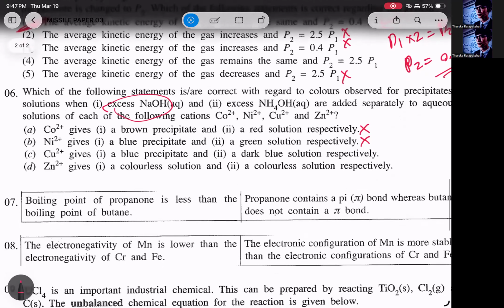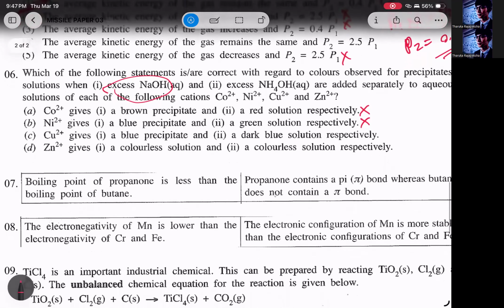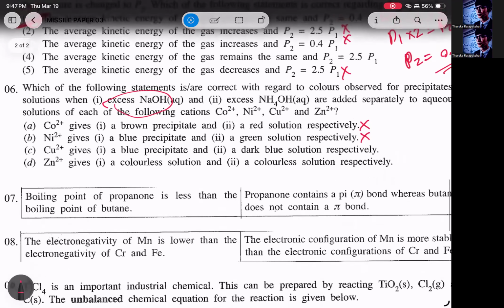Then part C, copper 2 plus will give a blue precipitate. That's correct. Copper hydroxide, and then with excess ammonia you add, it's going to form a dark blue solution. That's correct. Zinc 2 plus will give a colorless solution with excess OH minus. That is correct, and with excess ammonia also a colorless solution. You can have answer number 3 there.